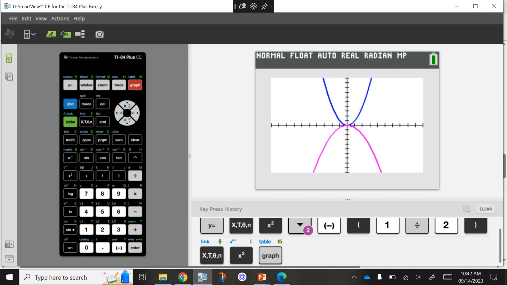Do I click on 6? You can click on it or you can just push the number. Either way. And it'll fix your window. Takes it back to the standard 10 by 10, and you should look like me. Push graph.